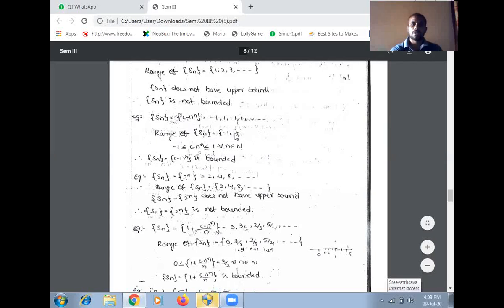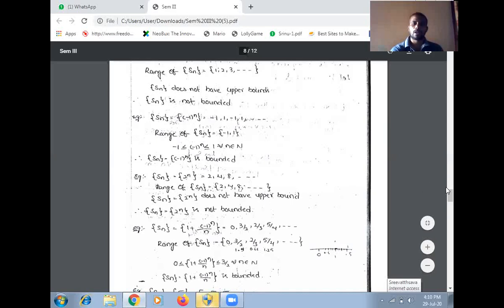It is between minus 1 and 1. This sequence is between minus 1 and 1. So minus 1 is less than or equal to minus 1 whole to the power of n, which is less than or equal to 1. Minus 1 is the infimum and 1 is the supremum of minus 1 whole to the power of n. So the infimum and supremum values exist, and that's why Sn is a bounded sequence.